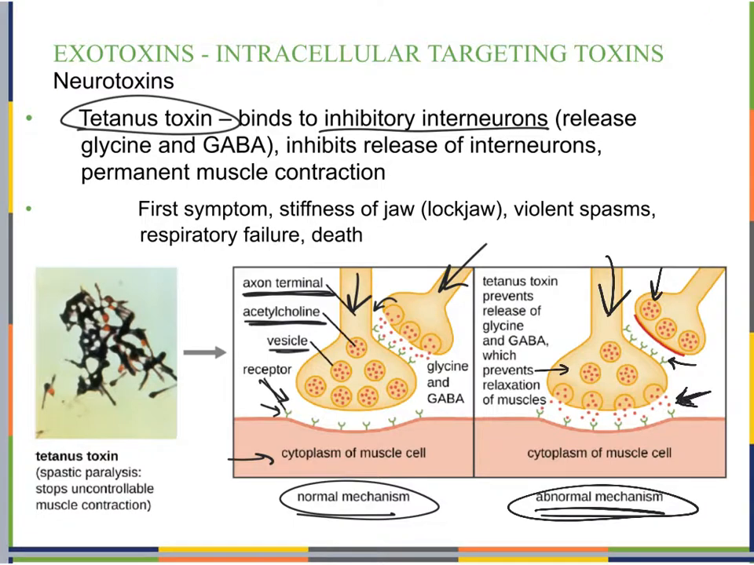When it's doing that, then we always have the acetylcholine attaching to these receptors. If we always have the acetylcholine attaching to the receptors, that means that this muscle is constantly contracting. So up here it inhibits the release from the interneurons, and we have permanent muscle contraction. So the first symptom is stiffness of the jaw, or what's called lockjaw, and this can be an indicator that there is tetanus toxin in one's body, if we have this stiffness of the jaw or lockjaw.